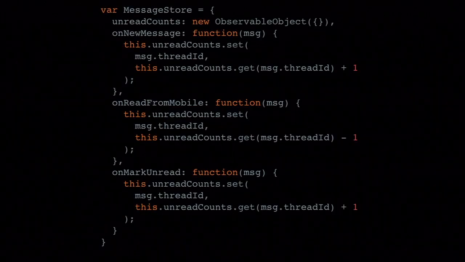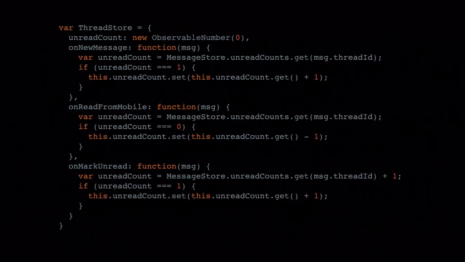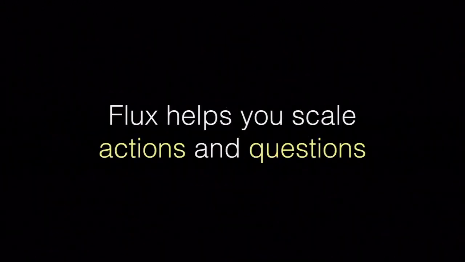So what Flux does is Flux consolidates this into one module. What I mean by this is that just looking at this module, you know exactly how the state of unread counts is going to change. Every single action that can possibly change it is in one place, and nobody can directly mutate this. Same with the thread store as well. So we only have to think about the questions we ask of threads in this store. So the way I think of Flux is it helps you scale actions and questions. In each of those stores, we just list the actions we're interested in, and we only answer one question. And it's a very nice way to organize your code.